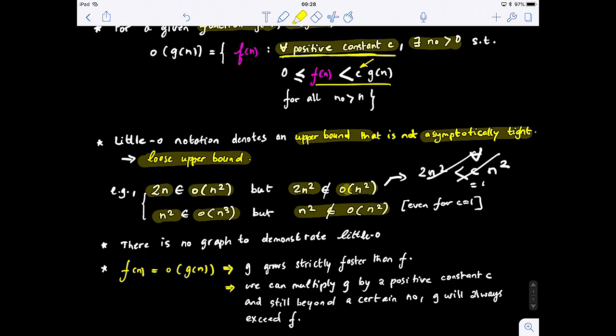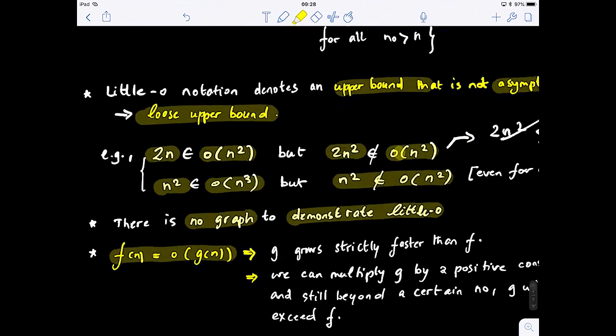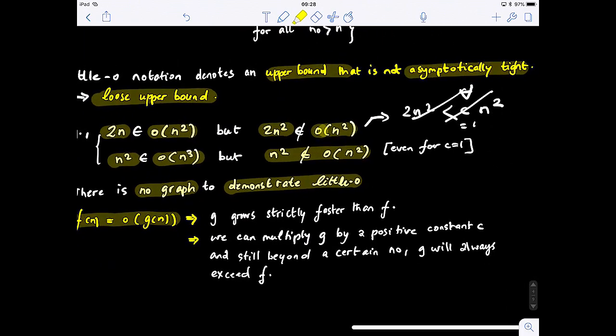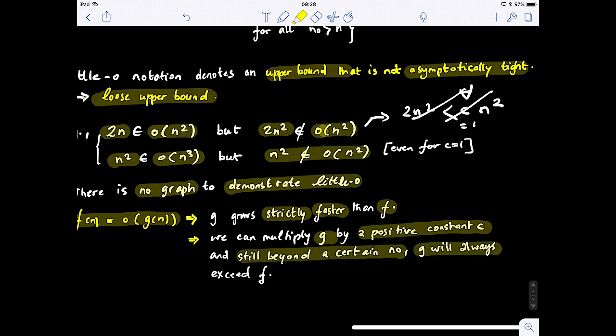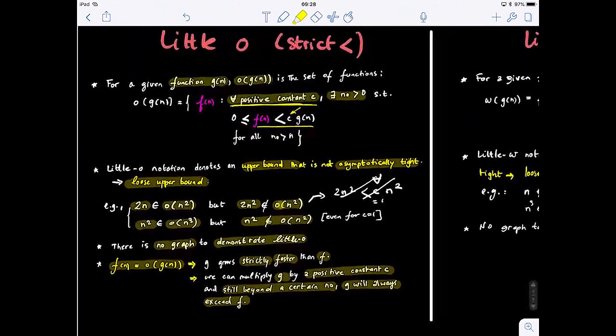There is no graph, and if you look up books, there is no graph that actually demonstrates little o like we graphed the other three classes. But what you need to remember is that if we have a function f of n in the order of little o of g of n, it means that g grows strictly faster than f, and we can multiply g by a positive constant c, and still beyond a certain n0, g will always exceed f, no matter what constant we choose. Now, this is big O, little o.